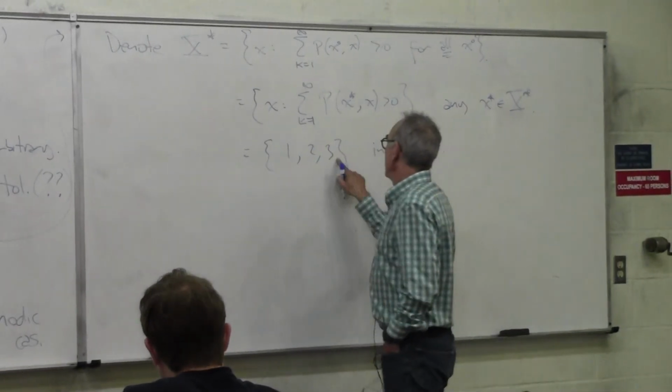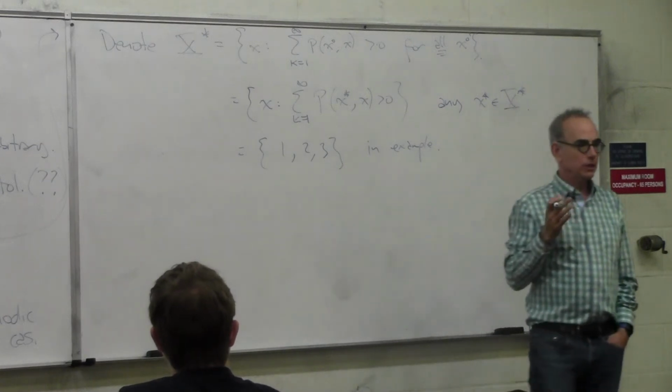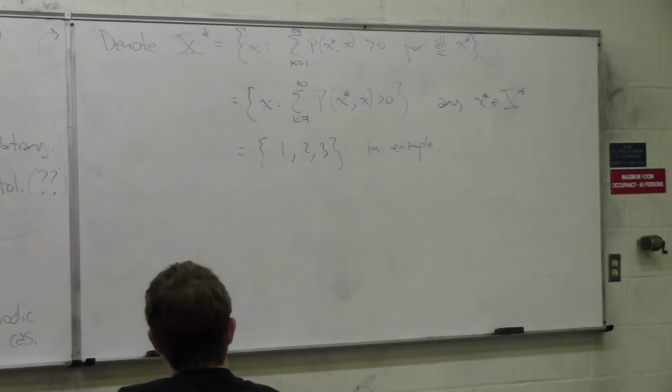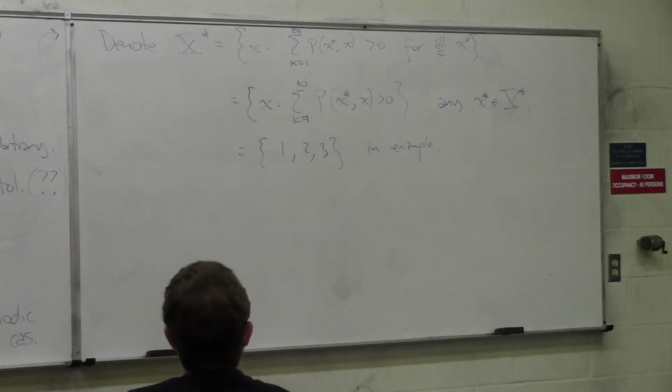Let's just leave out 4 because it can't be reached. So basically, that's an irreducible subset. I can go from any state to any other state.